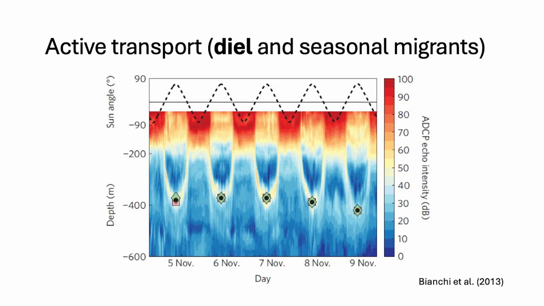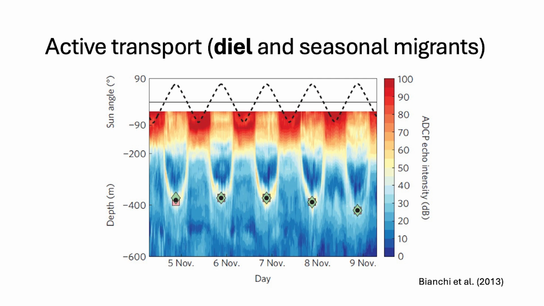Next, I want to go over to active transport and diel and seasonal migrants. I love showing this figure from one of Daniele's papers because it so clearly shows the daily signal. Some zooplankton stay up on the surface all the time. Others migrate down to depth during the day to run away from their predators.